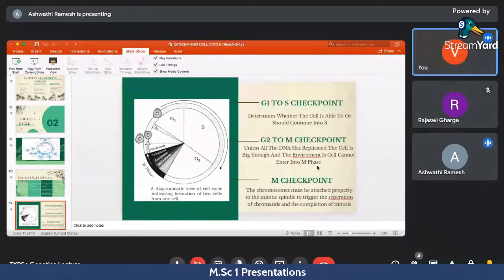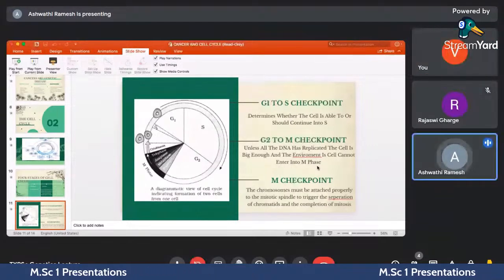So yes, the cell will turn into a cancer cell.